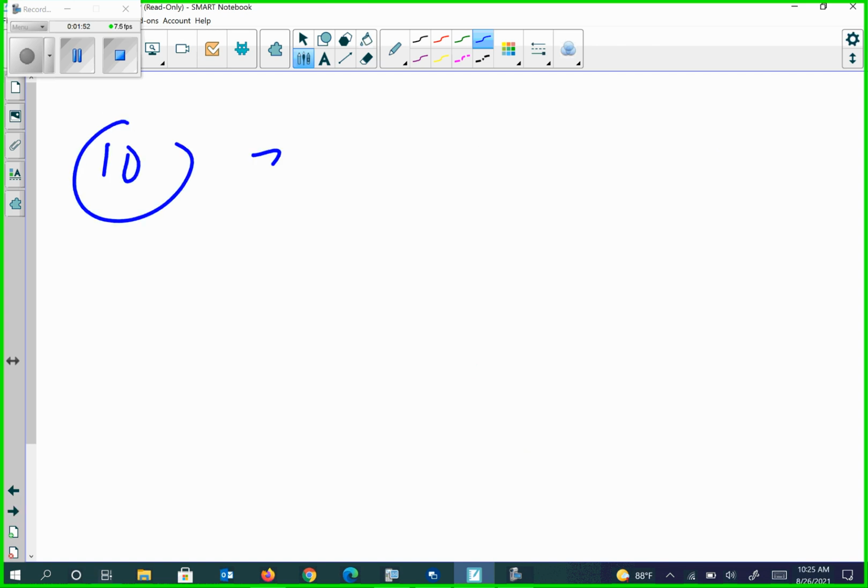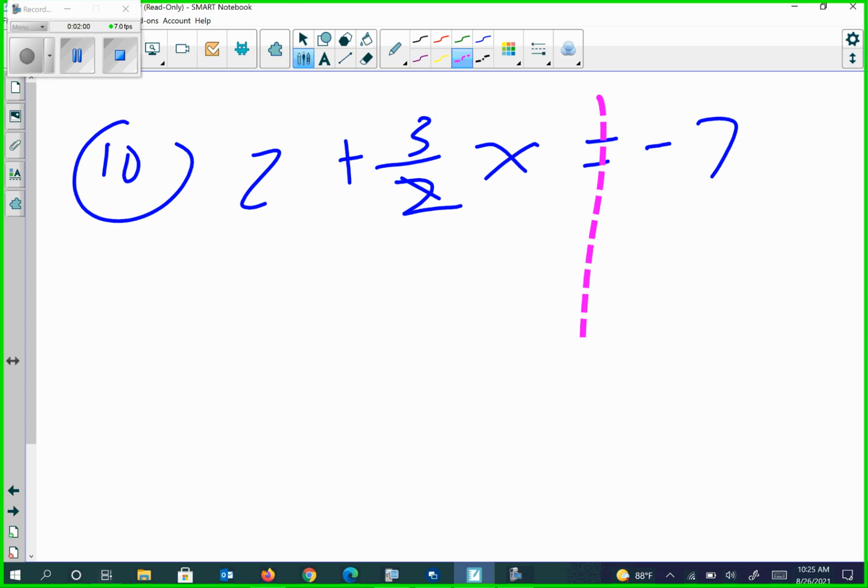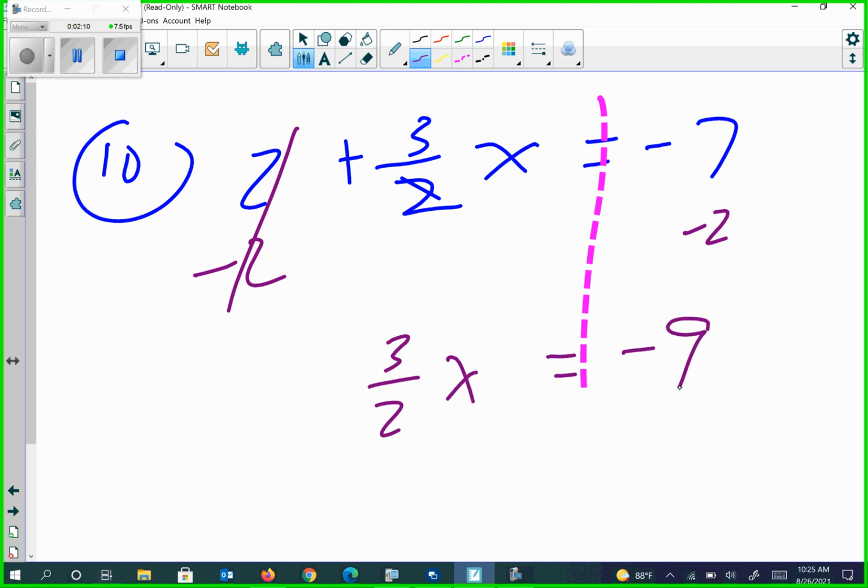On 10, we got 2 plus 3 over 2 x equals negative 7. So again, we're going to have our equal sign on both sides. So let's subtract 2, subtract 2. Does everyone feel comfortable with that motion so far? So that gives me negative 9. Okay. What's the reciprocal of 3 over 2? 2 over 3. So I'm going to multiply this by 2 over 3, 2 over 3 over here.